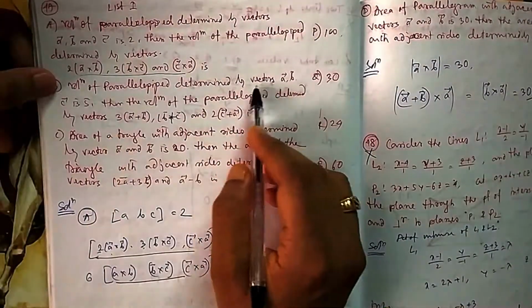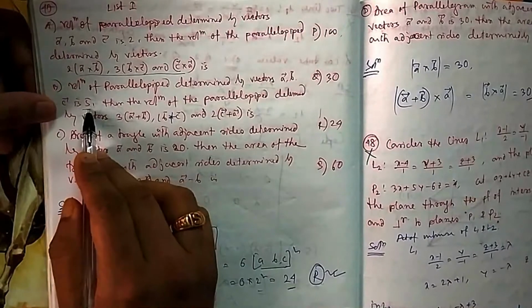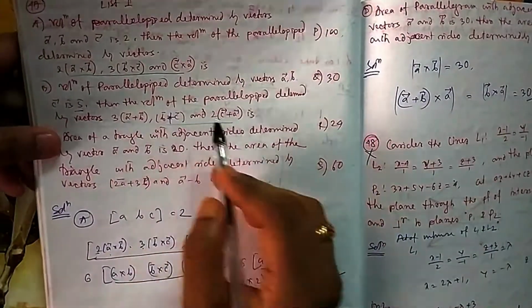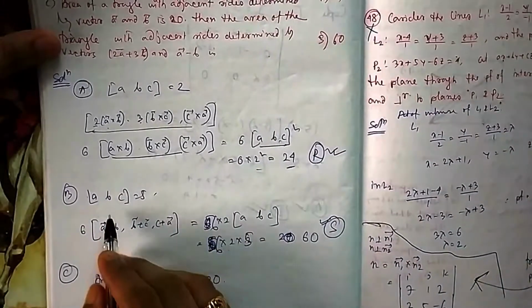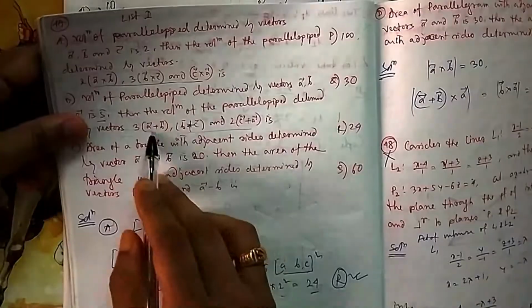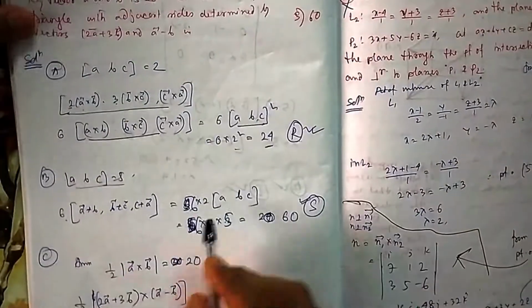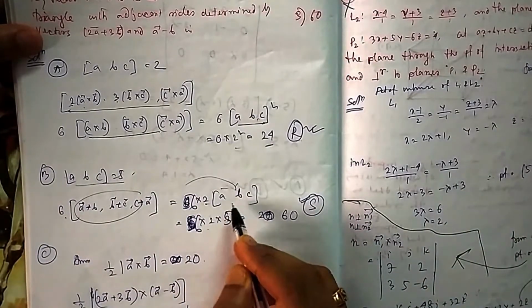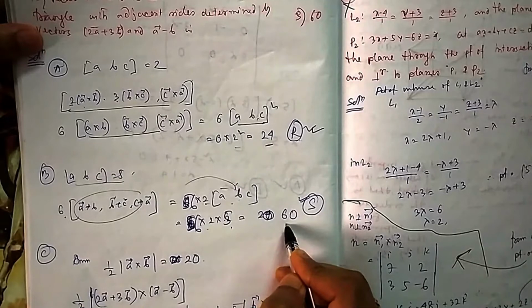B, volume of the parallelepiped, this is given 5, that is box ABC 5. Then the volume of the parallelepiped, this one. This one also you have seen, it is 2 times A plus B plus C. So this is given 5, now they are asking this one. Again from here you can take 3, 2 common, so it will be 6 outside, inside it will be A plus B, B plus C, C plus A. So we have already seen the property, it can be written as 2 box ABC. Box ABC is 5, that is 60, that is option S.